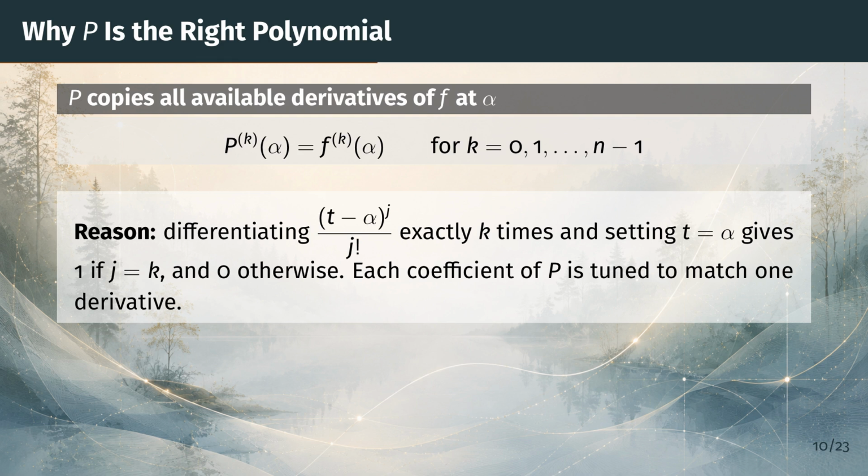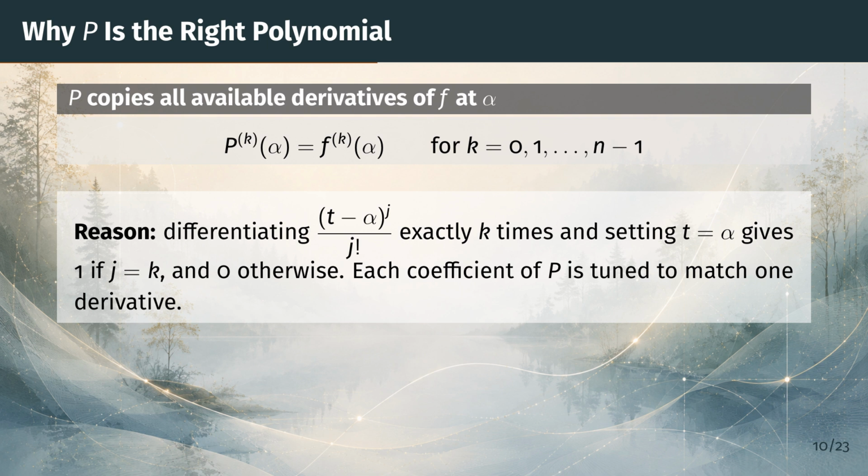The gray box says that the derivative of order k of p at alpha equals the derivative of order k of f at alpha for every k from 0 up to n minus 1. In words, p has the same value as f at alpha, the same first derivative, the same second derivative, all the way up to order n minus 1. The reason is the little computation below the box.